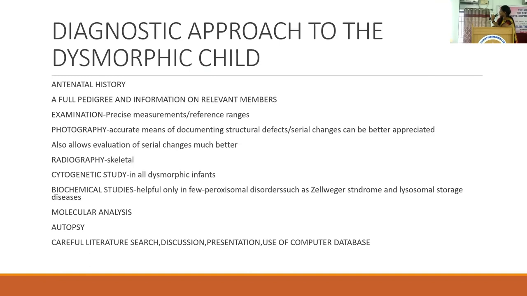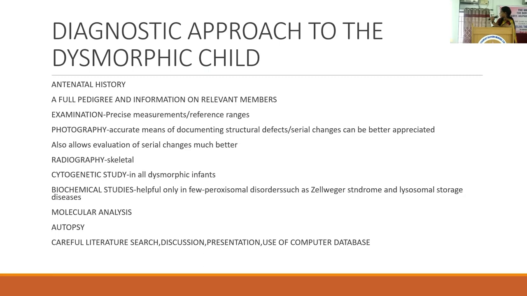So how do we diagnose, what is the diagnostic approach to a dysmorphic child? Immediately after delivery, we diagnose a dysmorphism in the child. The pediatrician comes and says the face doesn't look all right, it has a typical facies. So we have to go back to the antenatal history, a full three-generation pedigree analysis, examination, photography, radiography, and if the fetus has been stillborn, cytogenetic study. In all dysmorphic babies, whether alive or dead, we have to do the cytogenetic studies.